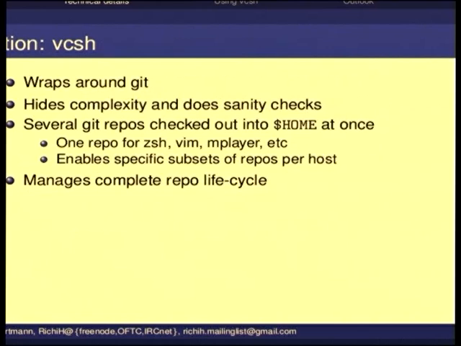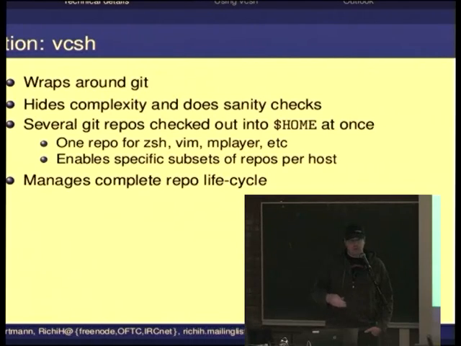So vcsh wraps around Git. It hides all the nasty stuff from you, and easily enables you to have several different repositories per whatever, either per program or per program set, or however you like to have it. The neat thing is, for example, you don't need your mplayer configuration on a server, so you don't need to check it out, or you may not want your SSH config at work, or just anything.